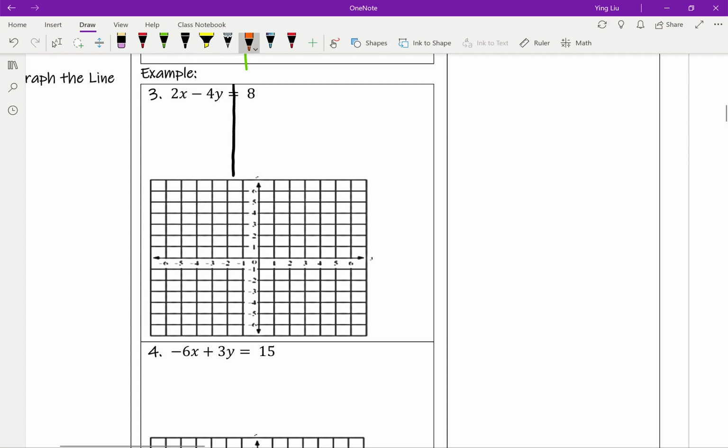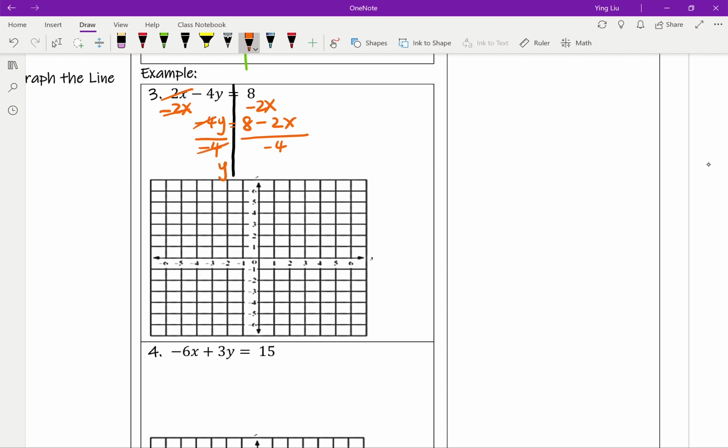And we're going to subtract 2x on both sides. Bring down the negative 4y. And then on the right hand side is 8 minus 2x. And then we're going to divide by negative 4. So the negative 4, the coefficient's gone.